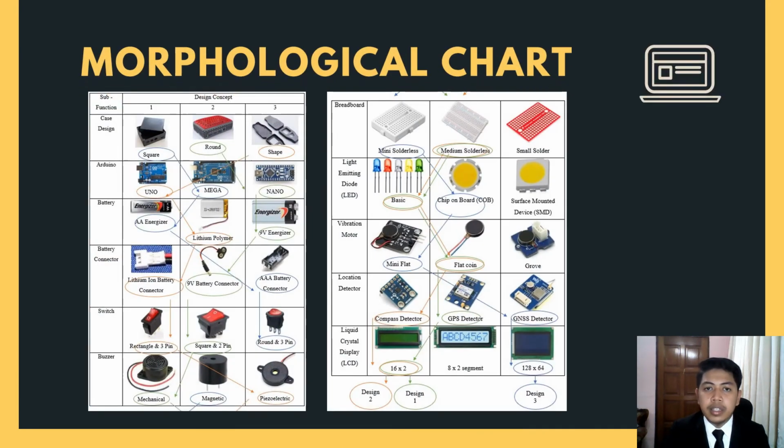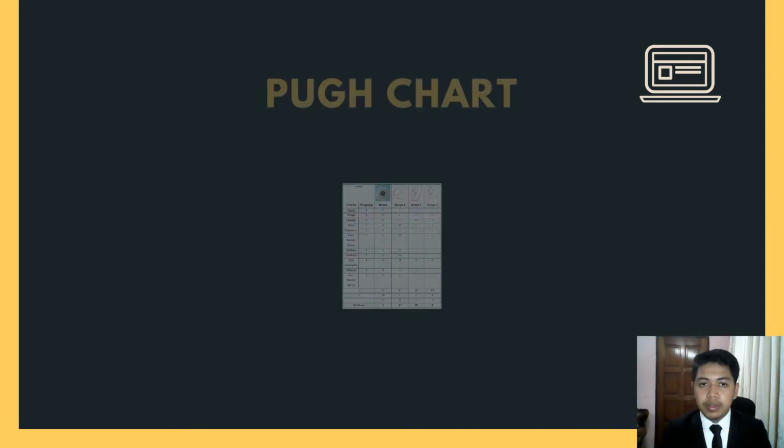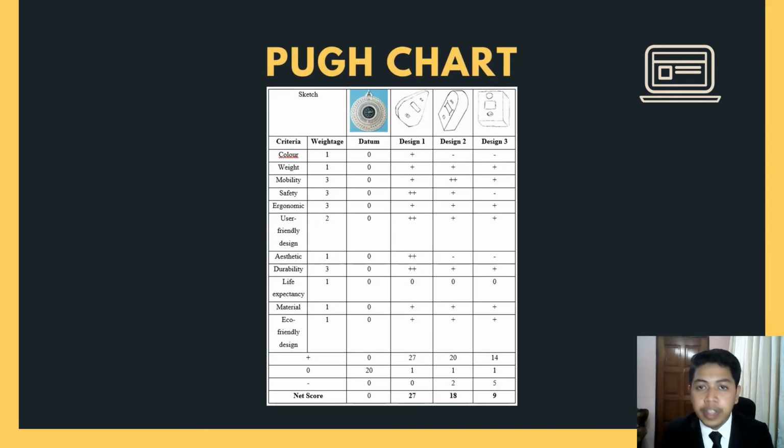As you can see, this is the morphological chart for this project. I did research for every item inside this morphological chart. From this chart, we get 3 design concepts before evaluating them with the path chart. This is the path chart for my final year project. This path chart determines the final design to be chosen. As you can see, design 1 has the highest net score, which is 27. This design was chosen because it is safer to carry, user-friendly, aesthetic, and durable.